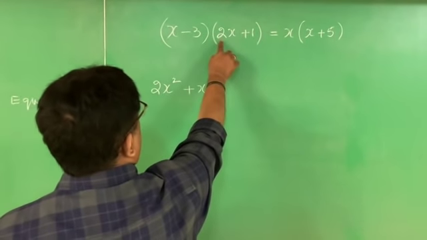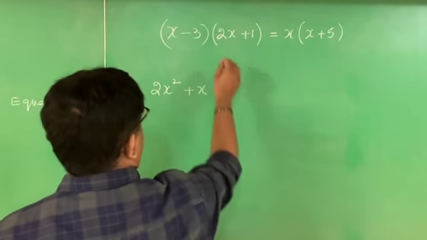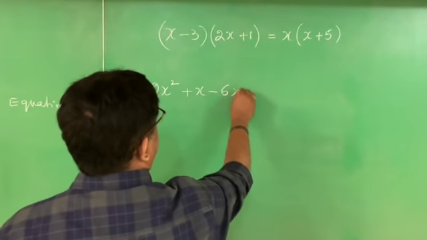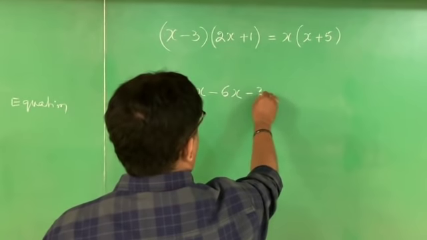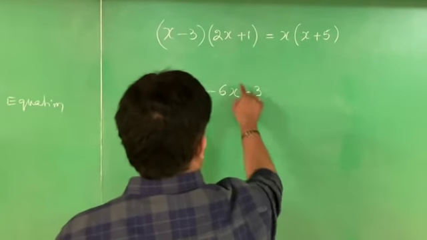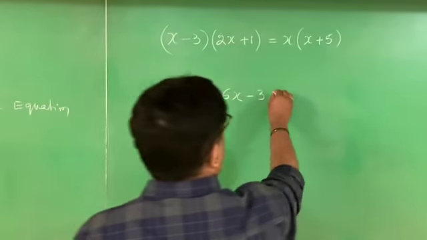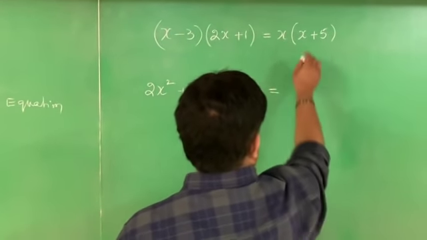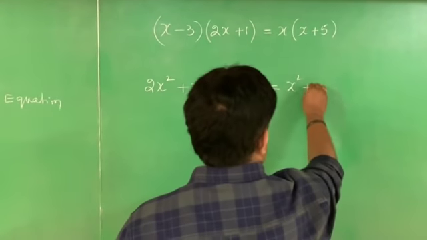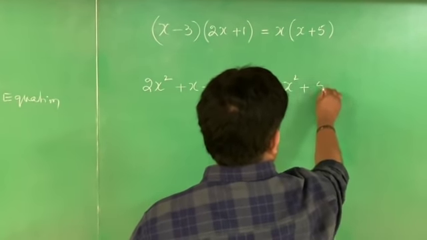Minus 3 into 2x, second term and the first term, minus 6x. Minus 3 plus 1, minus 3. Minus into plus is minus, 3 into 1 is 3. Which is equal to monomial into binomial, x into x, x square, plus x into 5, 5x.